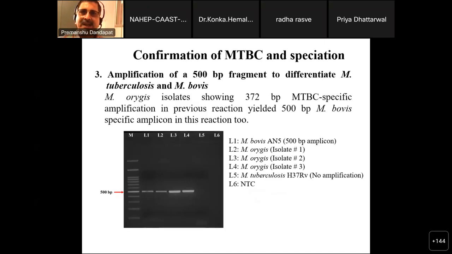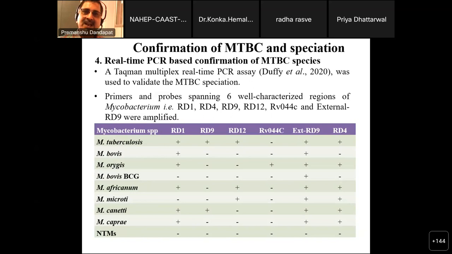Earlier, I used to be confused. It was published, and mostly in India, most of the laboratories were following that 500 BP fragment, saying it is present only in Mycobacterium bovis, but it's not like that. It's also present in Oryzes and Caffrey, so we used to misdiagnose it. Now, recently, we have adopted the real-time PCR, and through this, the speciation can be done very well. Which particular species of this MTBC it is, can be determined very well.